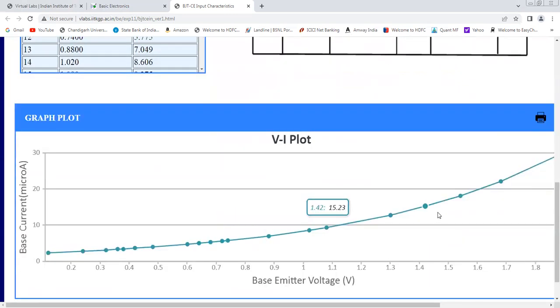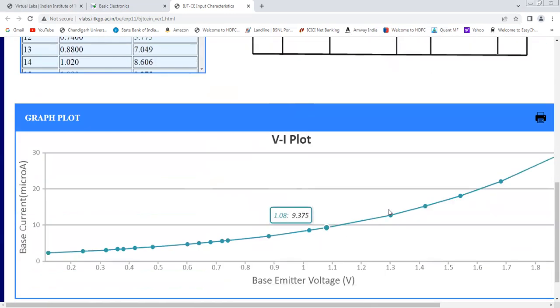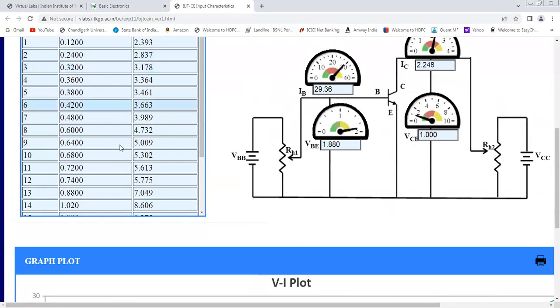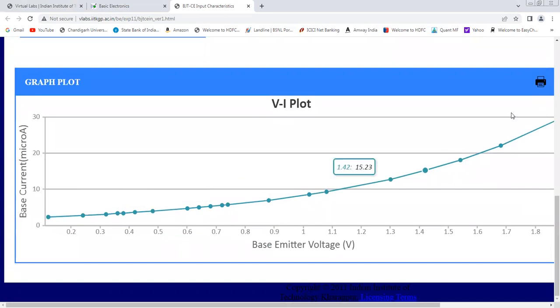Okay, this we have taken for a collector to emitter voltage of 1 volt. Then similarly we will take it for 2 volt and 3 volt and 4 volt. So these types of curves you will be getting in a graph. This is the VI plot, and one option is given here. You can take the print in order to paste it in your file.